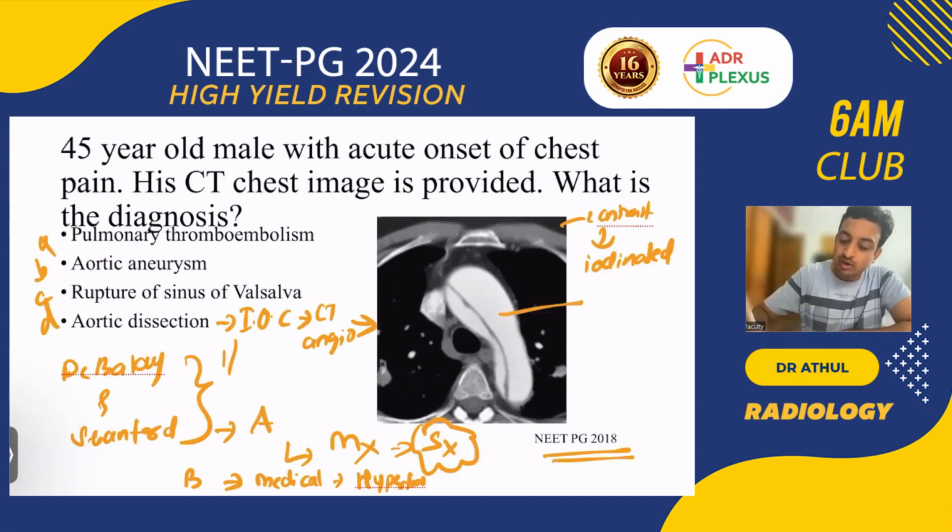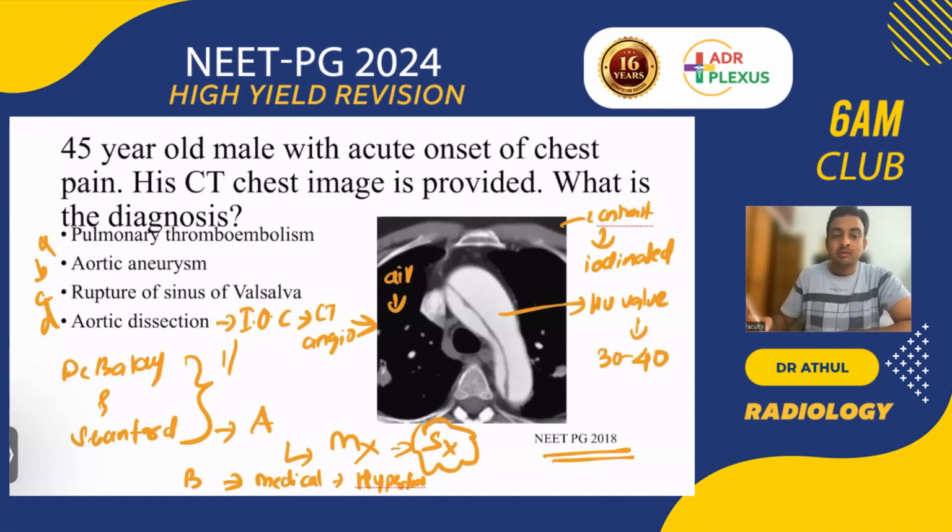So what is the HU value of contrast? In the last INI-CET, they asked the HU value of CSF. When you give contrast, how much will the HU value increase? It is actually 30 to 40. What is the HU value of air? They can ask you all sorts of questions like this. What is the Hounsfield unit of air? Is it plus 1000 or minus 1000? That is the catch. The HU value of air is usually minus 1000. What is the HU value of bone? Bone will be plus 1000. So this is how you should remember things.